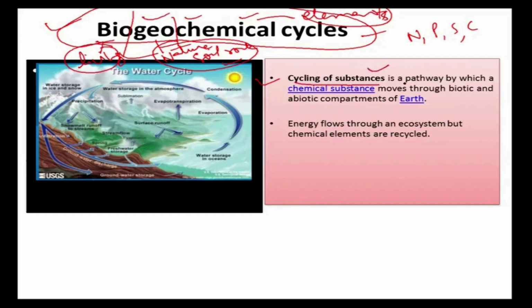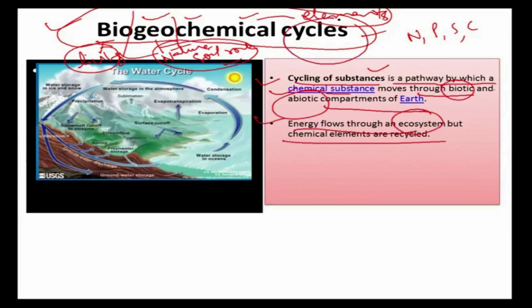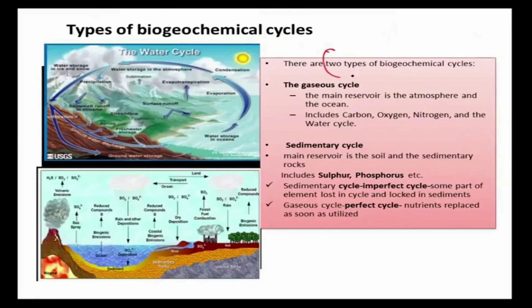Cycling of substances is a pathway by which a chemical substance moves through biotic and abiotic compartments of the earth. Energy flows through an ecosystem, but chemical elements are recycled. These cycles are only for the chemical elements, which are nitrogen, phosphorus, sulfur, but not for the energy, because energy flows, it doesn't recycle. Types of biogeochemical cycles: they are of two types, gaseous cycle and sedimentary cycle.